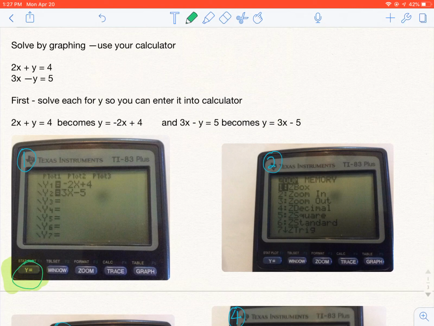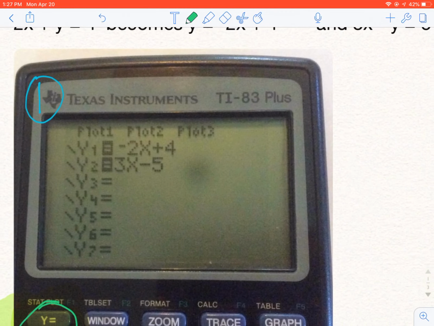The second equation, I would have subtracted 3x and then divided everybody by -1, so I would have gotten y equals 3x minus 5. So that's my second equation. So I have my first equation in y1 and my second equation in y2. Okay, so now I'm ready to go.